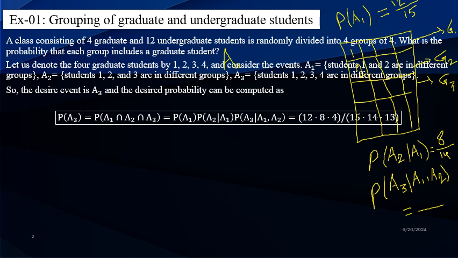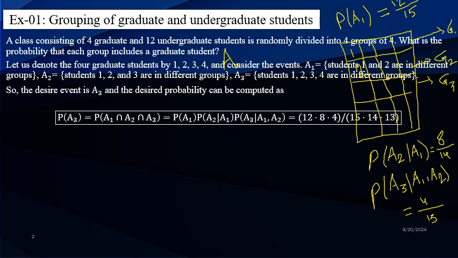Four option. Okay. So what is the final answer? It is 4 by 30. So what is your desired probability? 4 by 13. What is your desired probability?